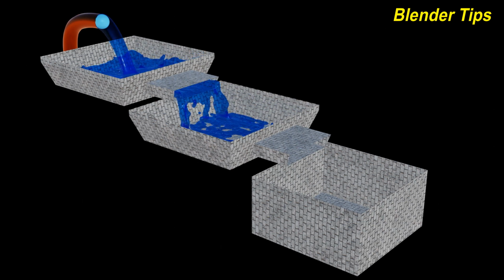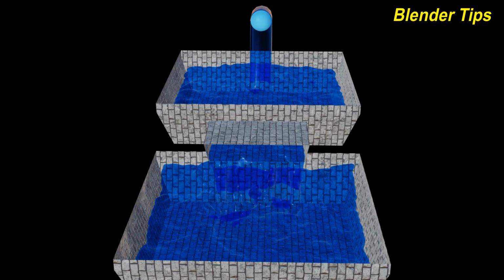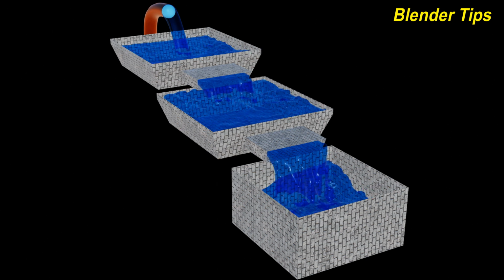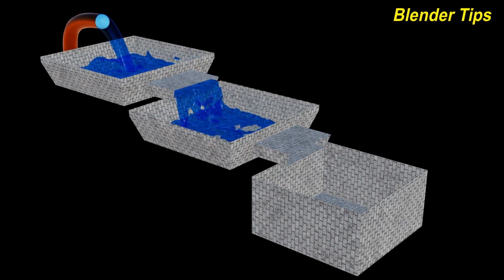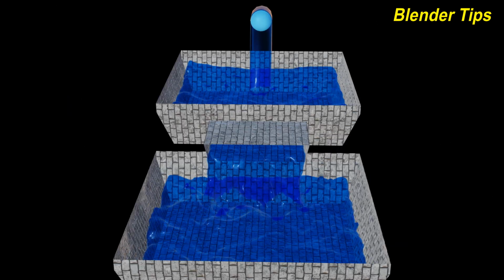In this tutorial, you will learn how to create this beautiful water simulation by using the fluid physics properties in Blender. And here you can see that the water is emitting from this pipe and collecting into the first pond. And after passing through the whole of the first pond, the water goes into the second and then finally collects into the third pond.